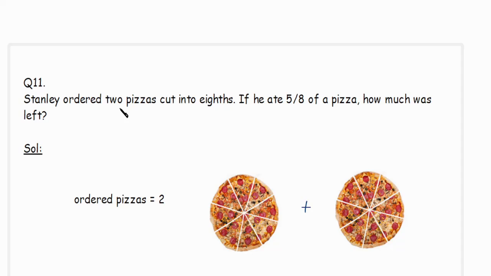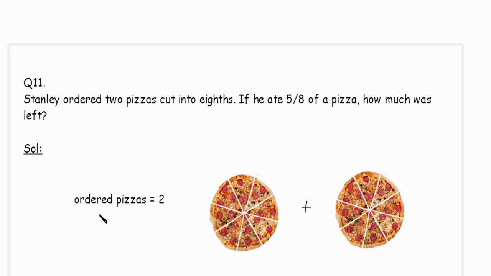So the 11th question is very interesting. Stanley ordered two pizzas, each cut into eights. So he bought two pizzas and each pizza was cut into 8 pieces. If he ate 5/8 of a pizza, how much was left?